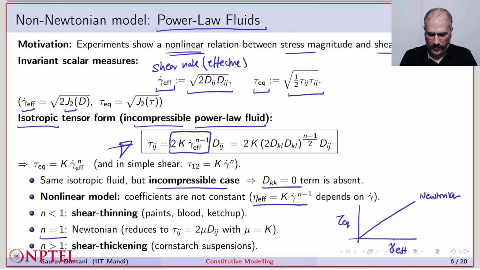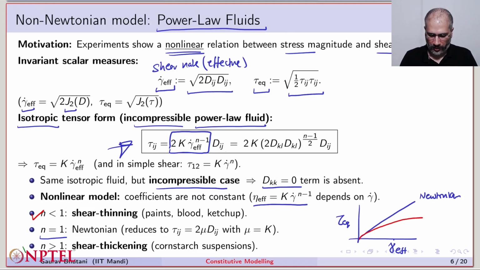And then there are materials which are shear thinning, that is n is less than 1. So as the shear rate, or the rate of strain, or in this case the effective shear rate, decreases, the shear stress required to sustain that also decreases. So materials or fluids like ketchup, blood or paint are usually shear thinning. They'll show a behavior which looks like this.